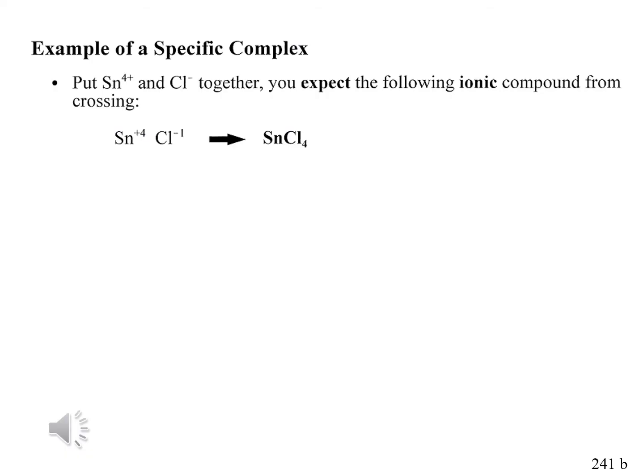So let's look at the actual bonding in complexes. Let's say you were a good 131 student and your teacher said, what will happen if you put together the ions tin(IV) and chloride? If you were going to guess, this was probably going to be ionic, and more than likely you put the metal first and then cross, and you would get the formula SnCl4.